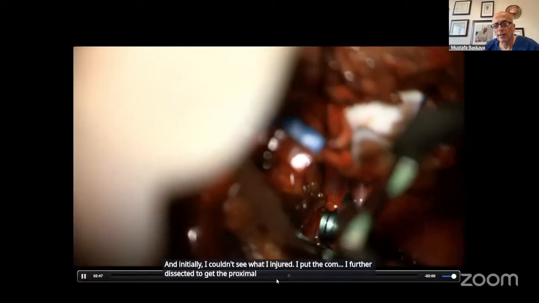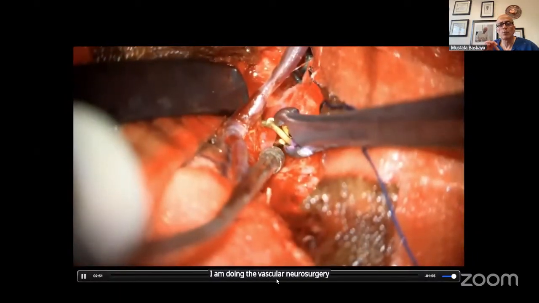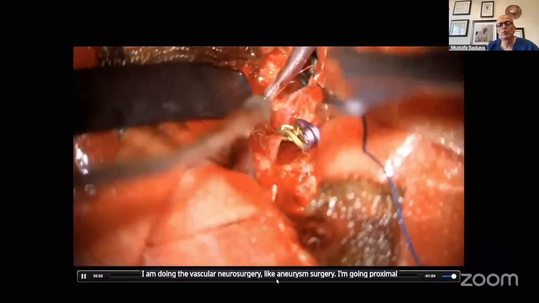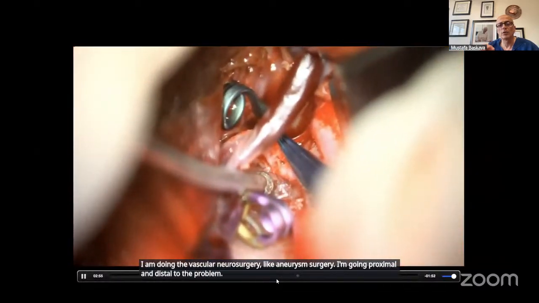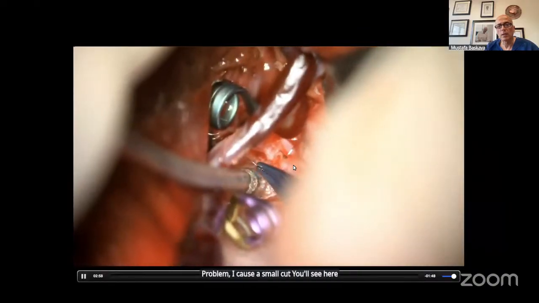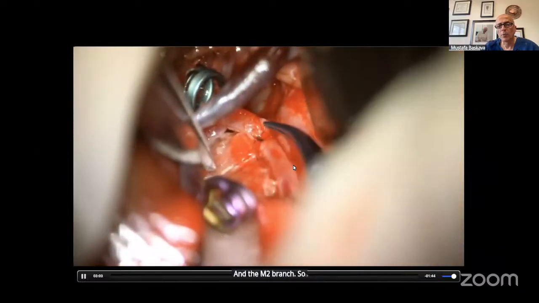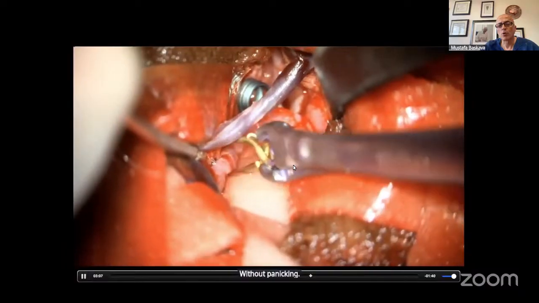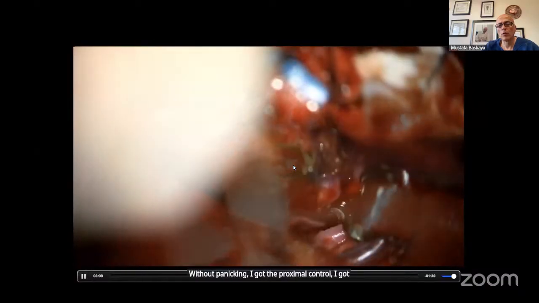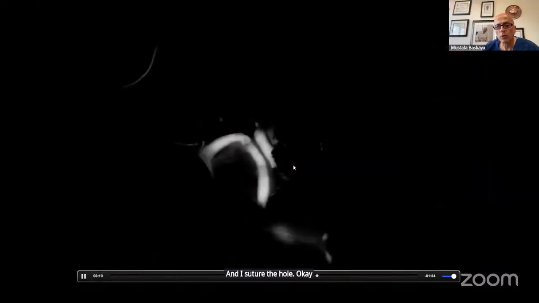What I am doing right now, I am doing vascular neurosurgery, like aneurysm surgery. I'm going proximal and distal to the problem. The problem: I caused a small cut, you see here, while I was dissecting the M2 branch. So I stopped the bleeding without panicking. I got the proximal control, I got the distal control, and I sutured the hole. Okay. This is vascular neurosurgery.